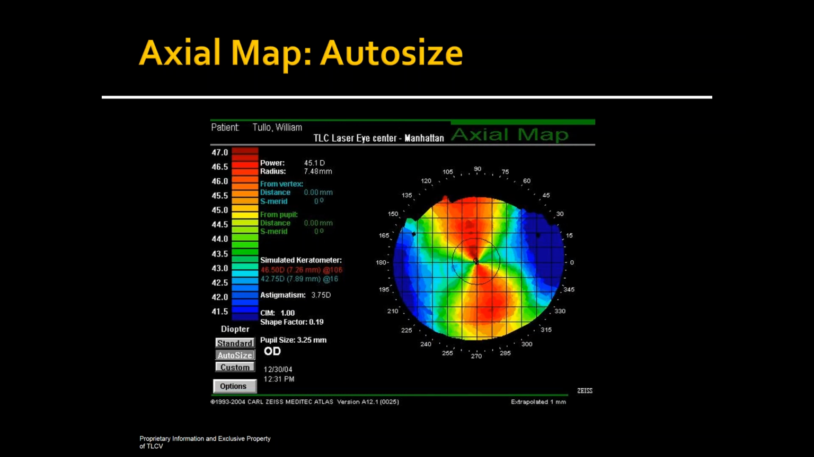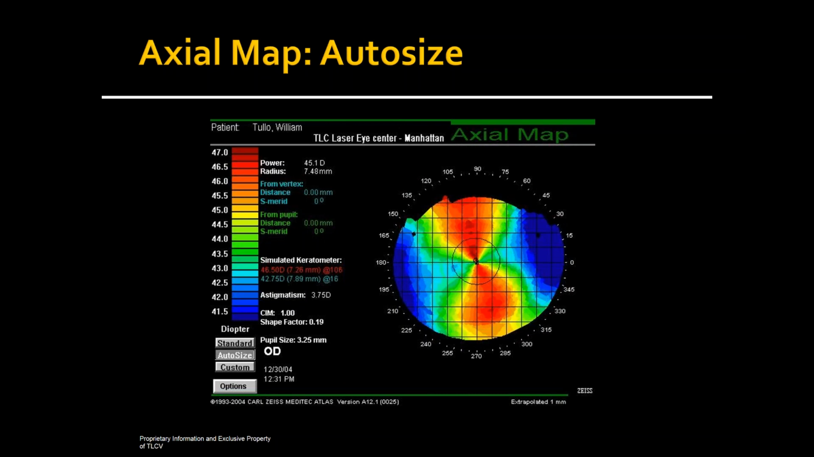One of the things I wanted to point out on this map is the appearance of a map can vary very much depending on the way the color scale is derived or chosen. In this example, we have something called an Autosize map. An Autosize map is a map where we derive the color scheme, as you see on the color bar here on the left, by choosing the steepest point on that particular eye and coding it the darkest red, and then taking the flattest point on that particular eye and coding it the darkest blue. And this way we use all the color schemes in that particular eye, and it gives us the most data possible to distinguish the features of this eye.